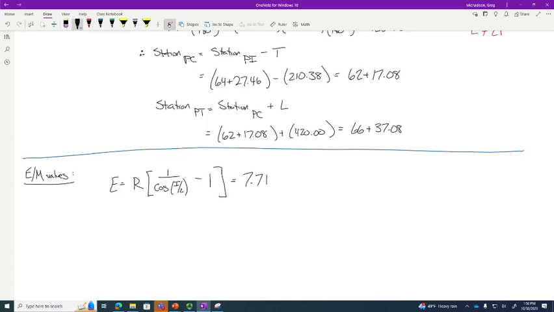And then for the M, it's going to be R times 1 minus the cosine of I over 2. And that one ends up being 7.69. So they're really close to one another, but slightly off, just a little bit off, okay?